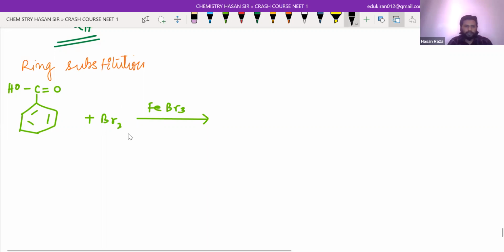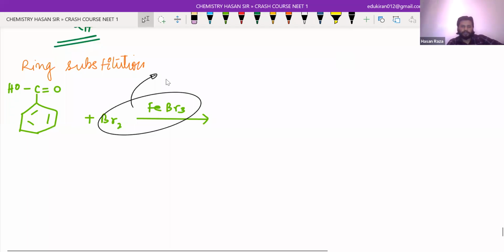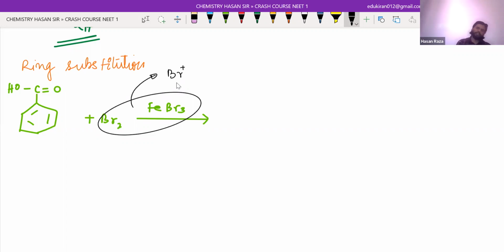You know what, this Br2 in the presence of FeBr3, which is a Lewis acid, will generate Br positive. So basically it is an electrophilic substitution reaction. This is your Br plus. It will generate Br positive. So can anyone tell me Br positive will attack at which position with respect to this COOH carboxylic acid?